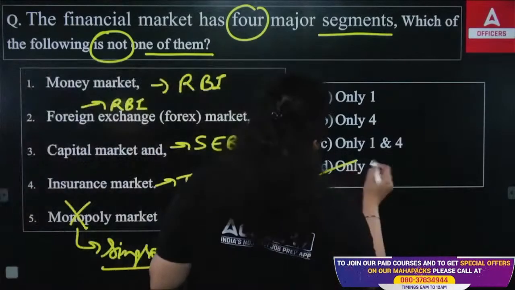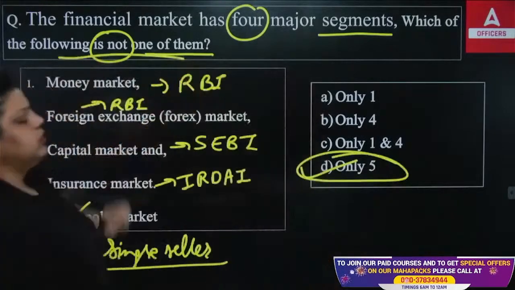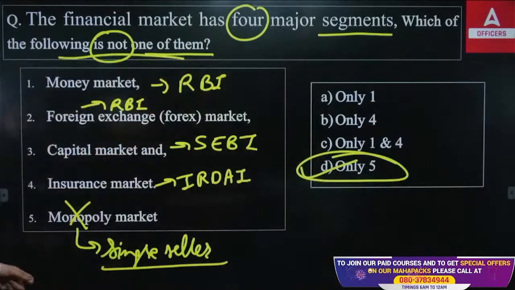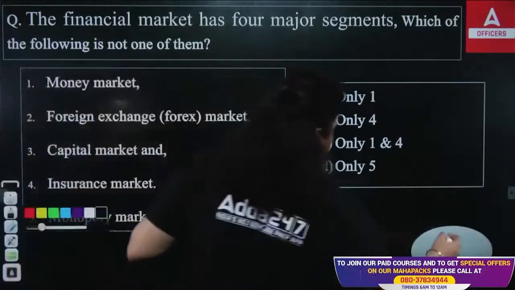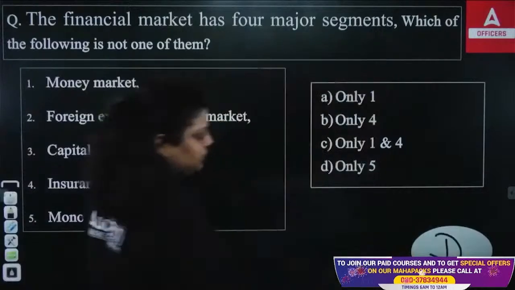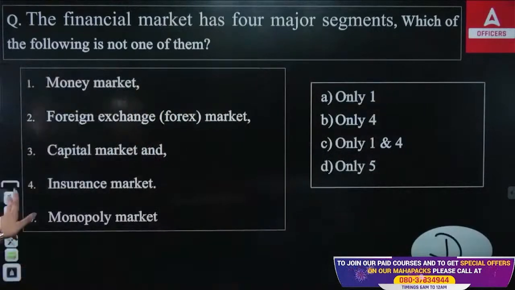So right answer is only 5. Only 5 is not one of the financial markets. Right answer will be D option. I hope it's clear. I haven't written the option here, so right answer will be your D option. Okay, next.